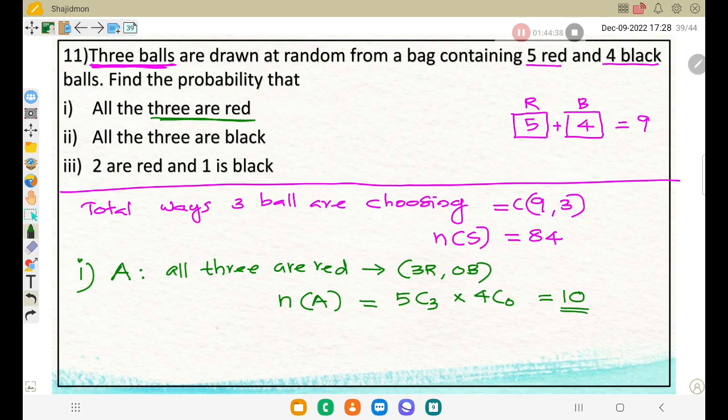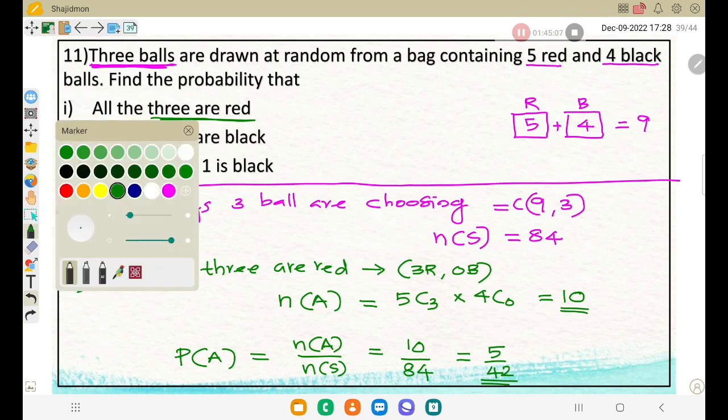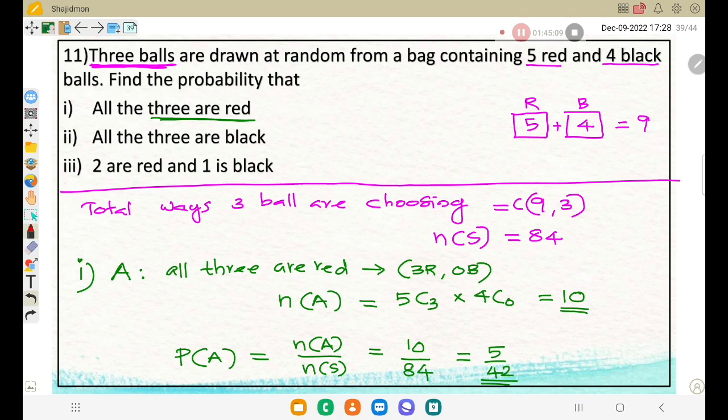Okay, so you can write the probability now. Probability that all three are red: probability of A equals number of A divided by number of S. What is the answer? 10 divided by 84. That means 5 divided by 42. From the calculator you will get 5 divided by 42. Hope you understood. Okay, now we will go to the second one.